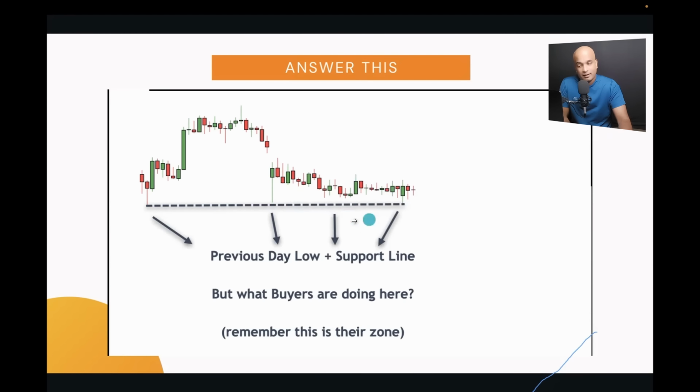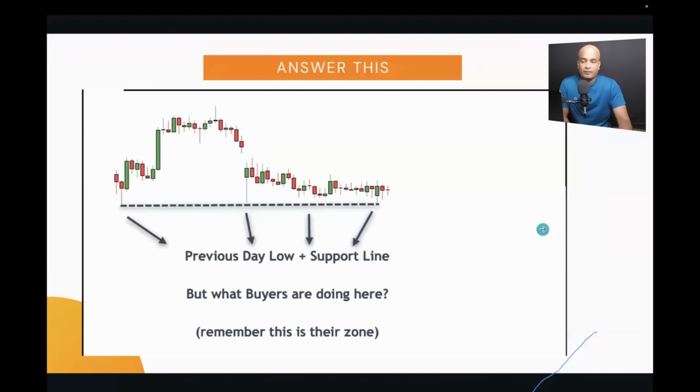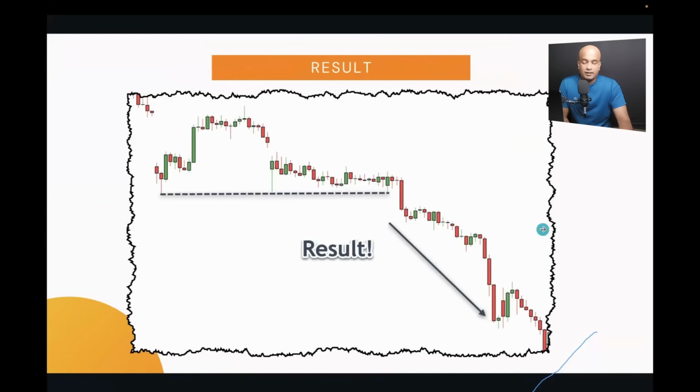So, buyers are buying. Their stop loss will be below this. But their strength is not sufficient enough to push the price upside. So if this breaks and the price comes below this, all those buyers' stop losses get hit. See, this is the result. So this is how price acceptance is very, very powerful.